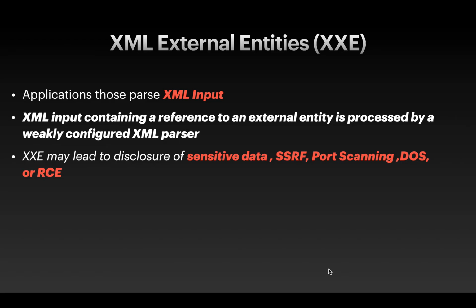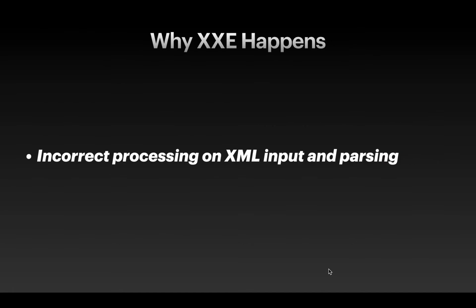XXE may lead to disclosure of sensitive data. It can also lead to an attack which is known as SSRF. It can also lead to port scanning or denial of service or remote code execution. Why does XXE happen? Incorrect processing of XML inputs and parsing them is the main reason for an XXE attack.